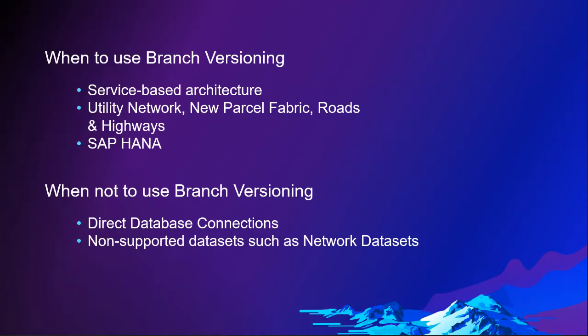So if we're just editing in a desktop and we're connected directly to a database, then that's not a great place for it, or non-supported data sets, such as network data sets, or the question that came up earlier about geometric networks. So that would not be an ideal place for that. In the resources slide at the end of my slide deck today, there's a nice blog post that I've linked to that talks about pros and cons with different situations. And there's some really good documentation about that as well. So I won't dwell on that too much, but just want to make the point that you don't always have to go the route of branch versioning.